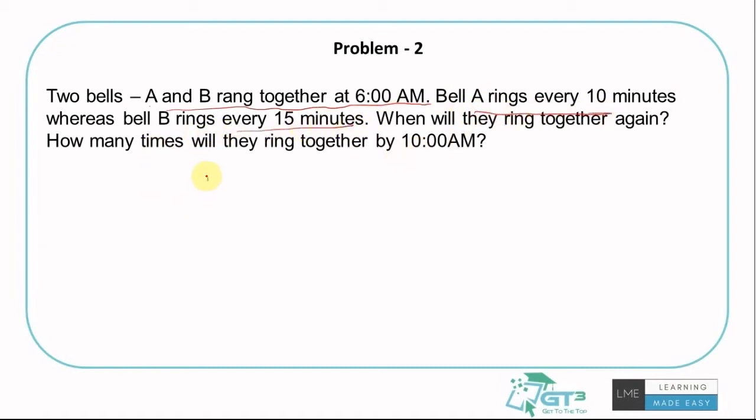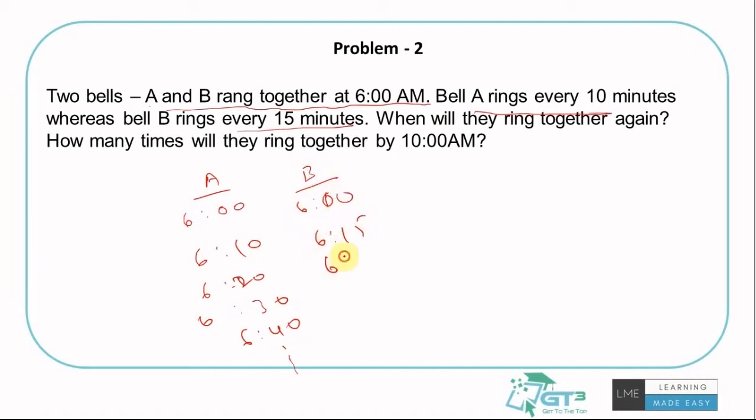So that means, let me write first. At 6 o'clock bell A rang, then again it will ring at 6:10, 6:20, 6:30, 6:40, and so on, right? For B, it's basically 6 o'clock, 6:15, 6:30, 6:45, and 7 o'clock, and 7:15. And I keep writing it. So 6:50 and 7:10, and so on.